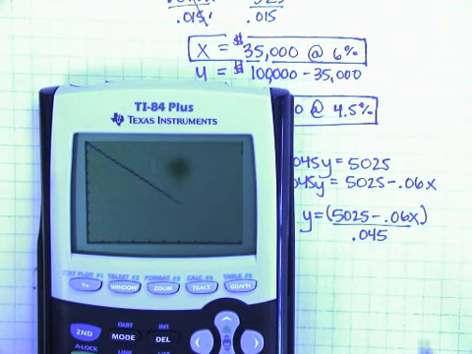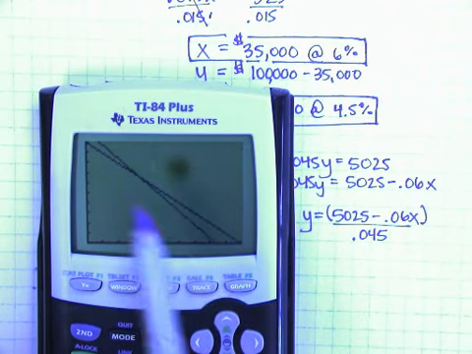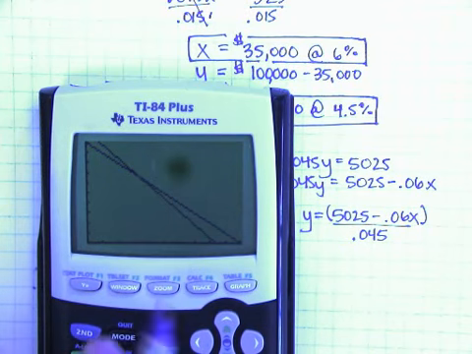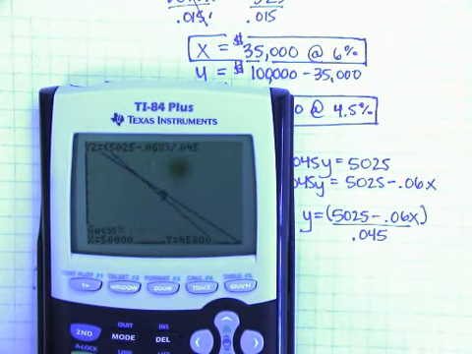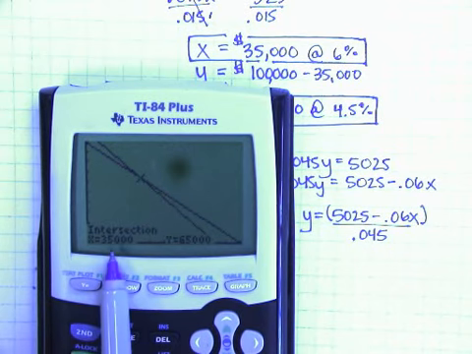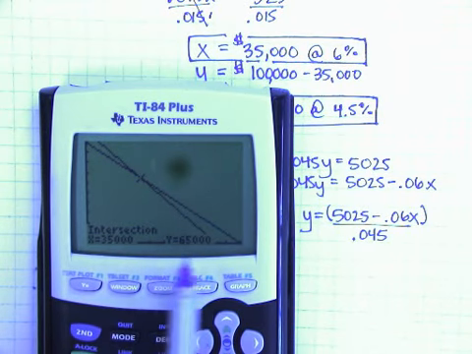Now when I graph this, I get 2 lines. And I'm looking for where these 2 lines are equal, so I'm looking for this intersection point. So I hit second calc, intersect, enter, enter, enter. And sure enough, this happens at 35,000 and 65,000.